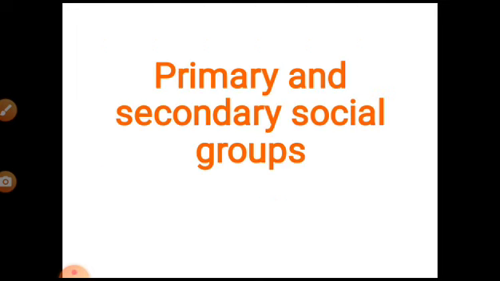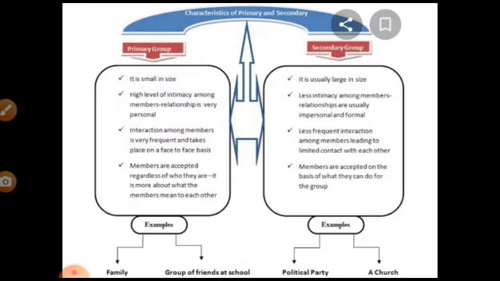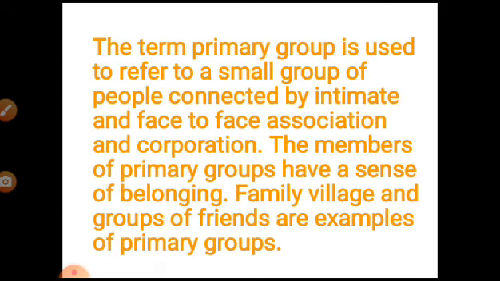So let's start with the primary and secondary social groups. First let us see what the primary groups are. The term primary group is used to refer to a small group of people connected by intimate and face-to-face association and cooperation. The members of primary groups have a sense of belonging. Family, village and groups of friends are examples of primary groups.